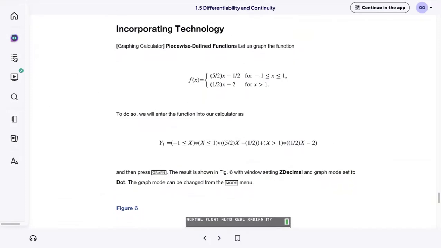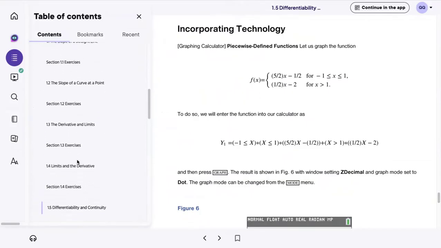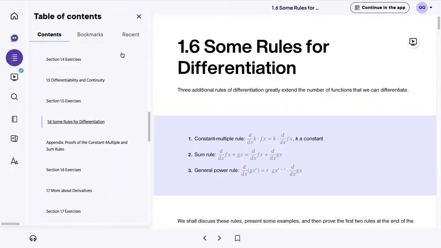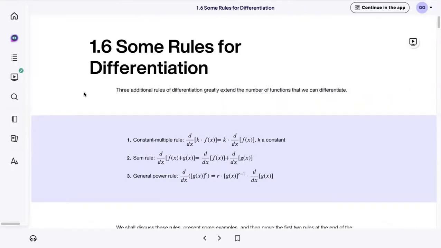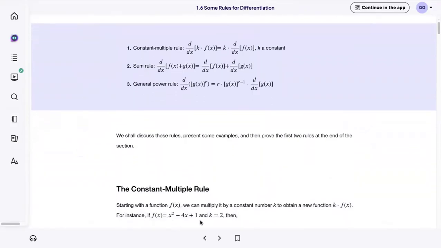All right, that's section 5. Talk about continuity, talk about differentiability. Let's see some rules about differentiation. So now we're back to this notation. Okay, so this notation is the same as f prime of x.